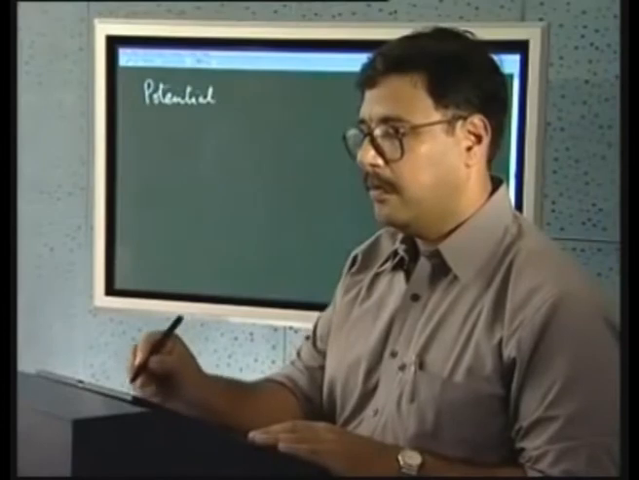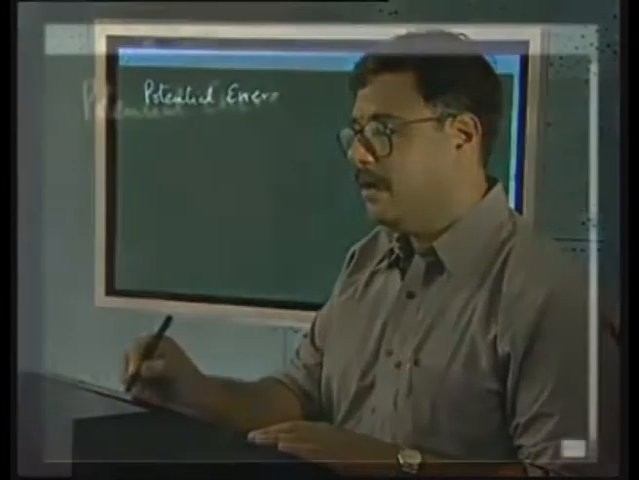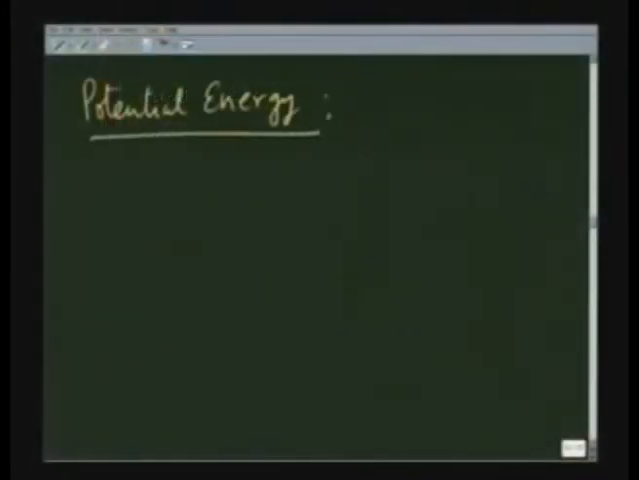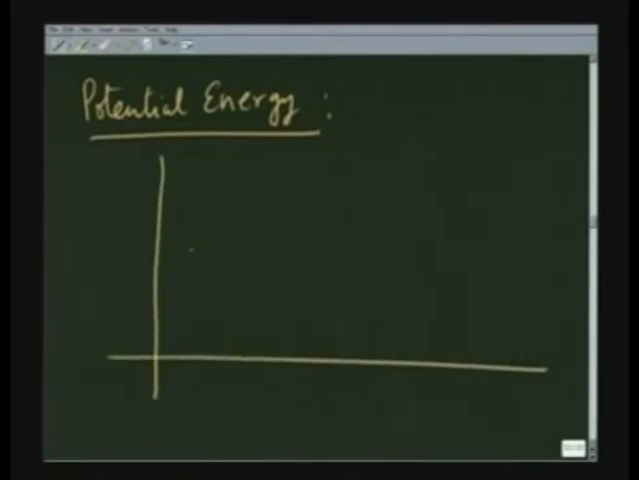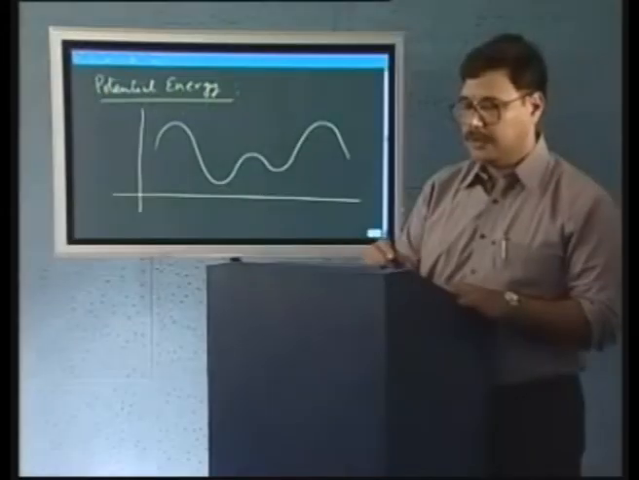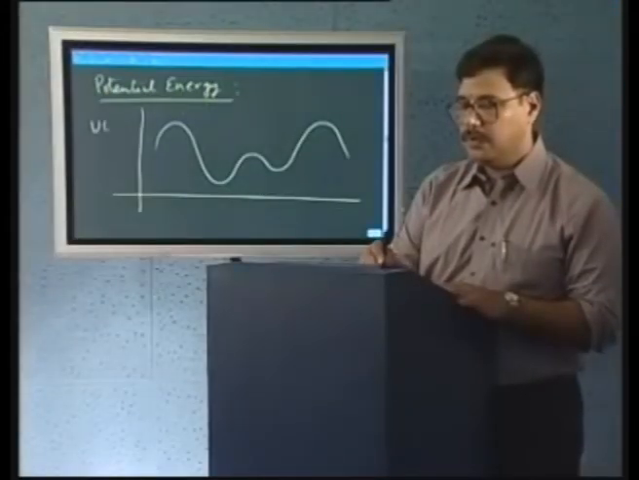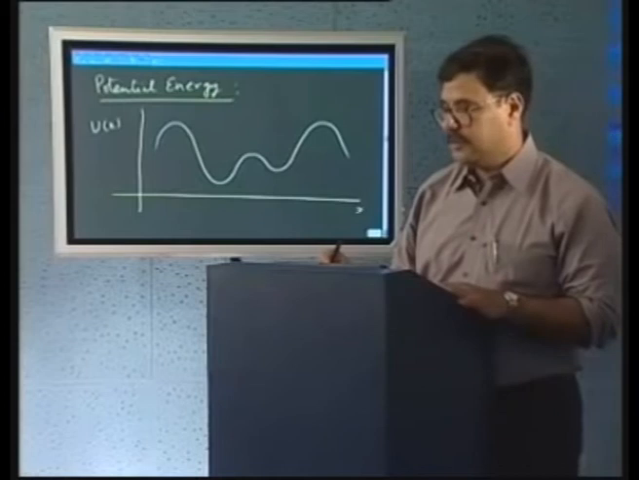Now I want to go back to the potential energy and get a little more feel for it. Although I am going to restrict myself to one dimension, it teaches me a lot. Suppose there is a potential energy curve like this. So this is u(x) versus x.